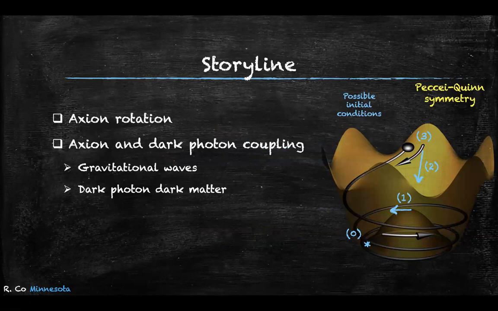So the storyline of the talk: I will first talk about axion dynamics in the early universe and how it could be motivated from theoretical considerations and why that's interesting in general. In the second half of the talk, I will focus on the production of gravitational waves and dark photon dark matter from this new axion dynamics.